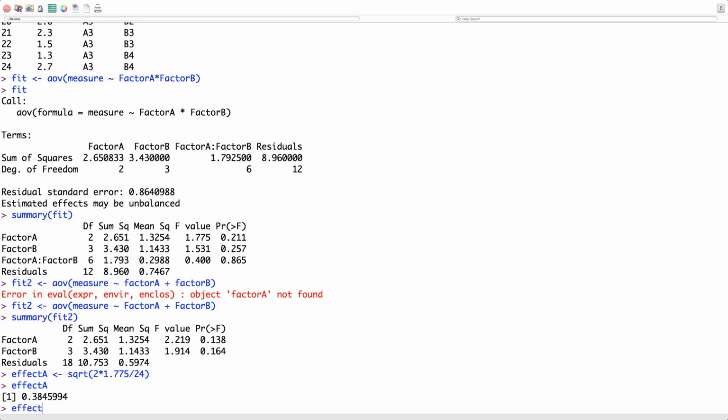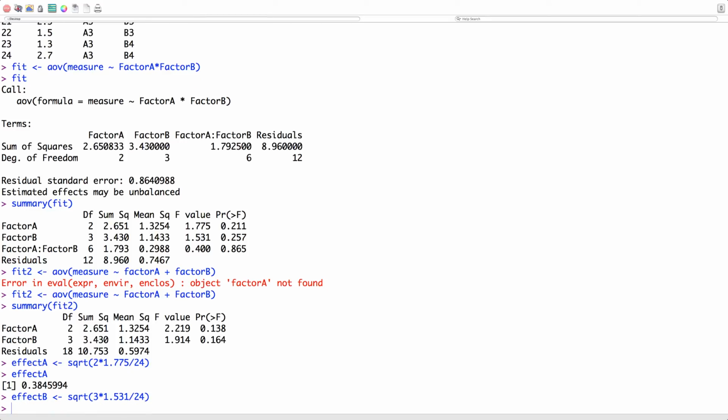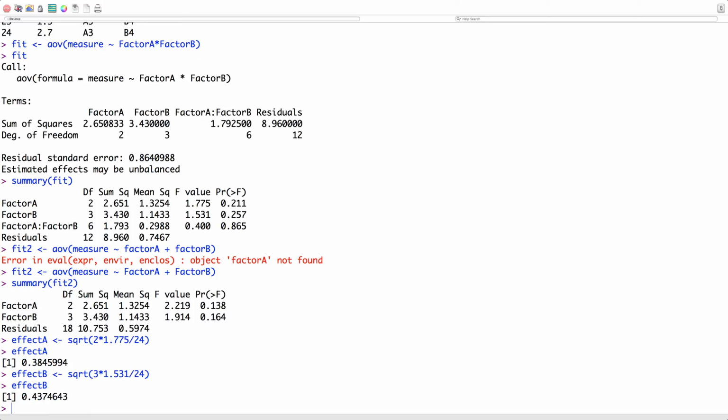The effect size for B, the square root of 3 times 1.531 divided by 24. So another large effect. And it seems what's going on when we have a large effect like this, it seems like we just don't have enough power to reject a false null. And we'll take a look at that.